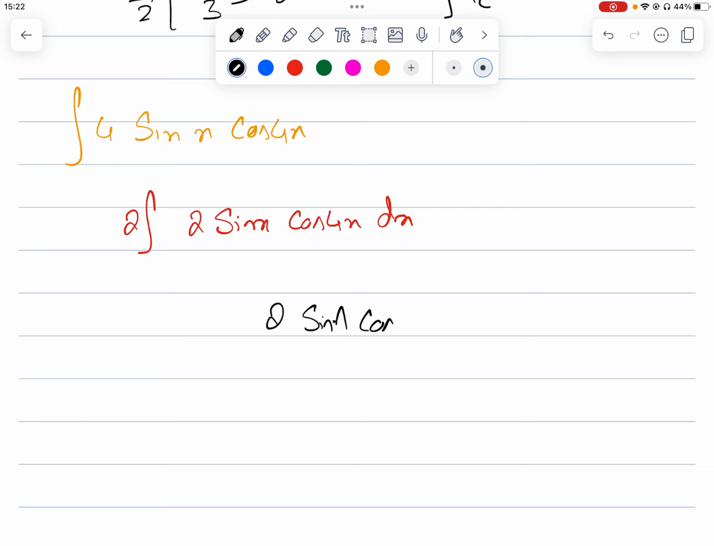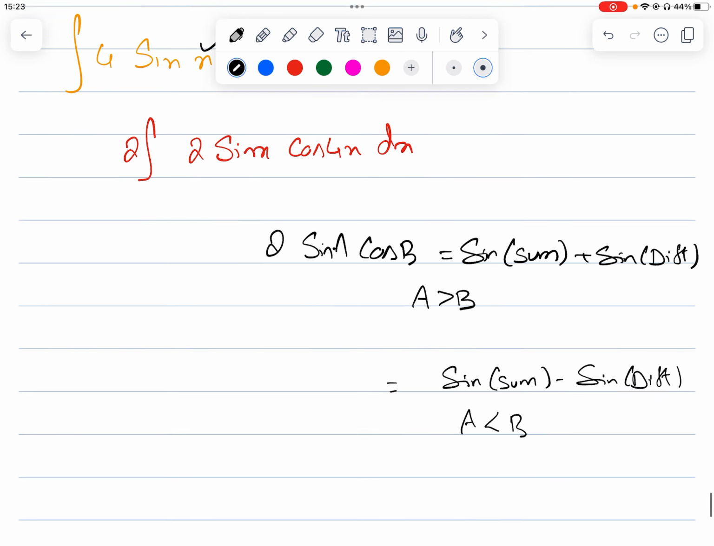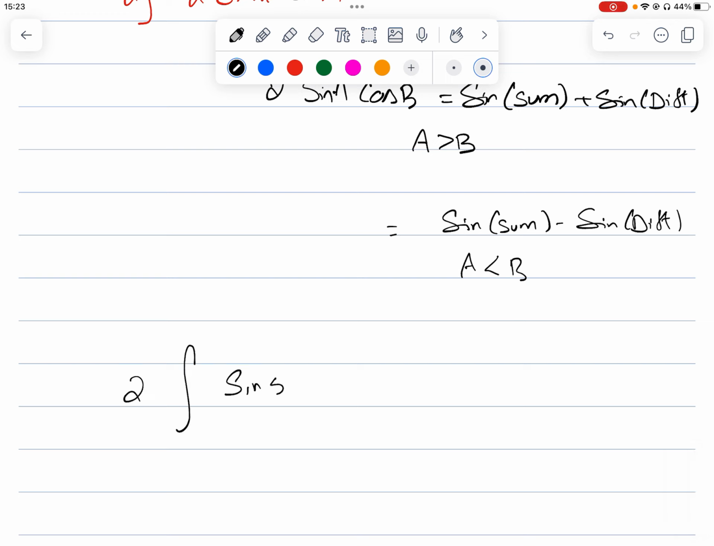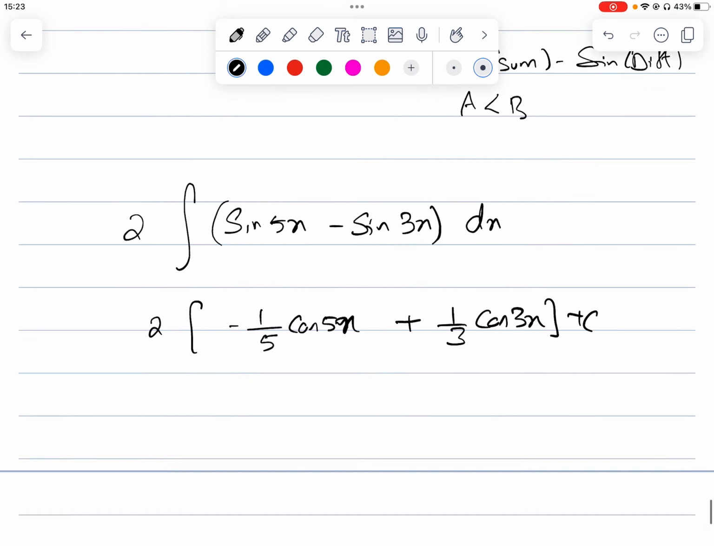2 sin A cos B is sine sum plus sine difference if A is greater than B, since sine is having the greater angle. If A is less than B, it's going to be sine sum of the angles minus sine difference of the angles. Over here we can see that A is less than B. So therefore, x is less than 4x. So it will become 2 integral of sine sum, sine 5x, minus sine 3x. Now sine integral is nothing but what? Negative cos 5x upon 5. Then negative times negative plus 1 upon 3 cos 3x plus c.